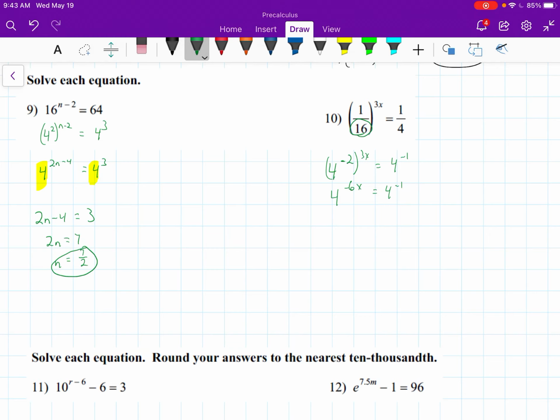And once again, since the bases are the same, and they're not always going to be 4, I know in these two questions they are, the bases are the same, so the exponents must be equal to each other. So negative 6x has to equal the exponent of negative 1. Divide both sides by negative 6, and you get 1/6. So x equals 1/6. And that's how you solve those two questions.